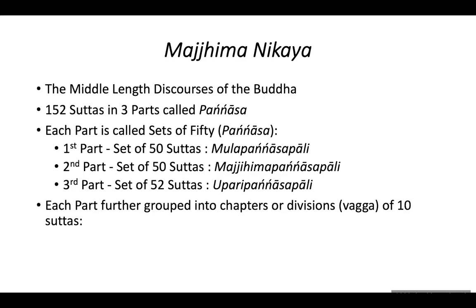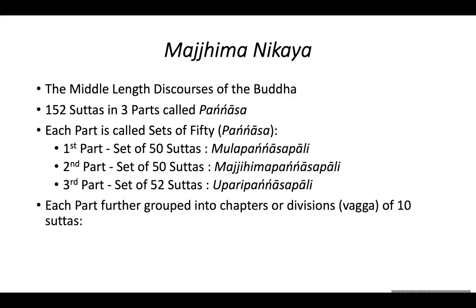The first Pannasa contains 50 suttas, which is called Mula Pannasa Pali. The second part of Majjhima Nikaya is another set of 50 suttas, called Majjhima Pannasa Pali. And the third part is composed of 52 suttas, which is called Uparipannasa Pali.